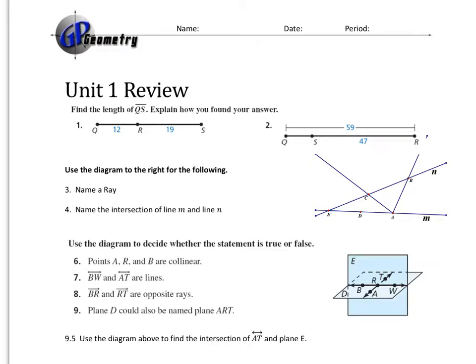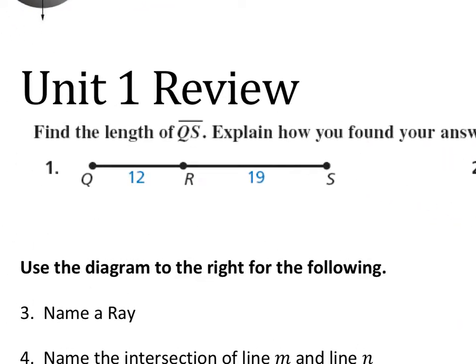All right, time to get ready for our Unit 1 test. We got our review here, and Unit 1 is all about lines, segments, points, planes, and the basics of geometry. Our first questions have the segment addition postulate. We know that the parts add up to the whole, so simply start with the parts. One part is 12, one part is 19, and they add up to the whole, which is QS.